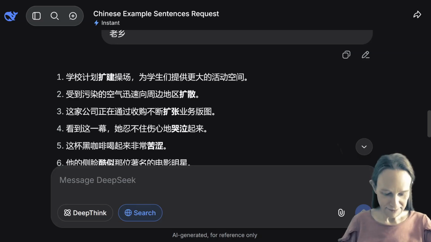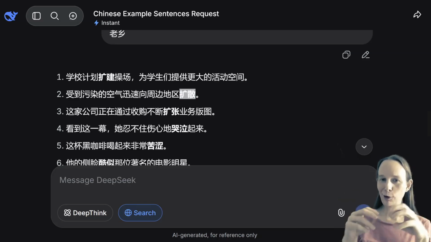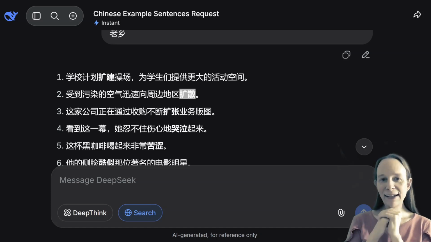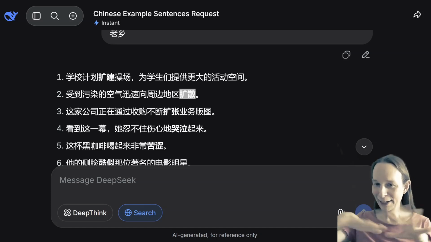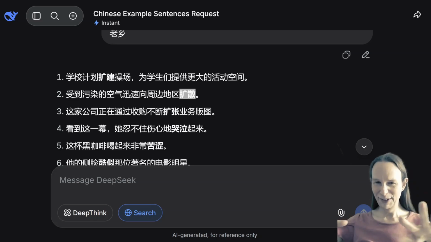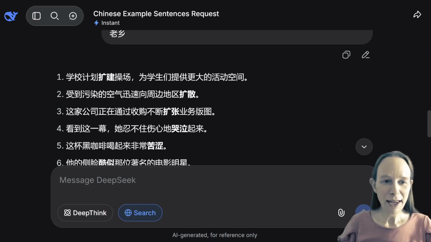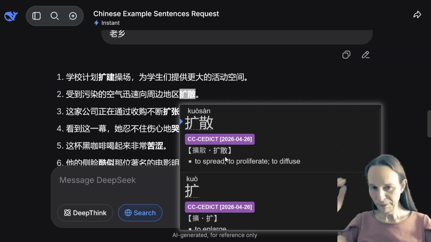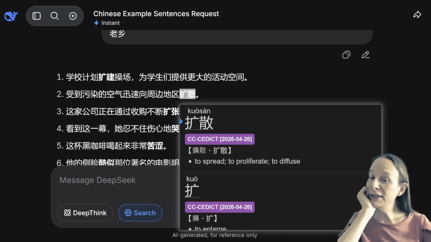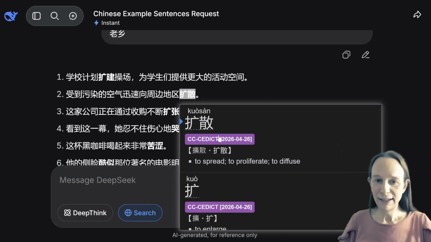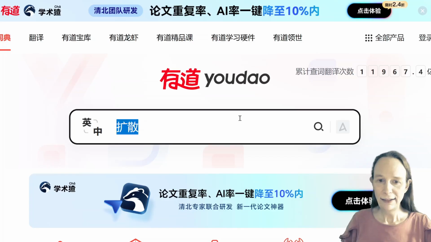Okay, 扩散. 扩 means expand, 散 means, among the meanings, kind of scatter or diverse, sort of spread diversely. I don't know how to explain that. 扩散. 受到污染的空气迅速向周边地区扩散. All right, so air pollution will rapidly spread to neighboring regions. So, 扩散, diffuse. Diffuse is a good translation. Yeah, proliferate. 扩散.